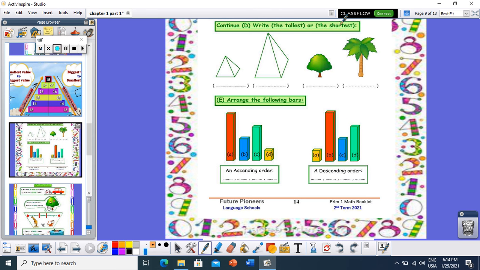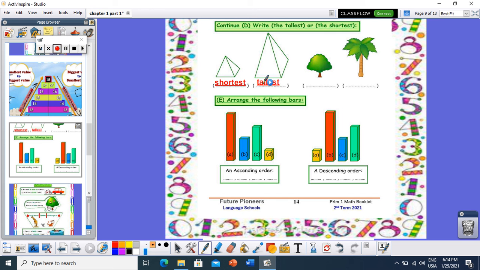Write the tallest or shortest. Here I have two pyramids. Which one is the shortest? This one or that one? Excellent. This one is the shortest and this one is tallest.